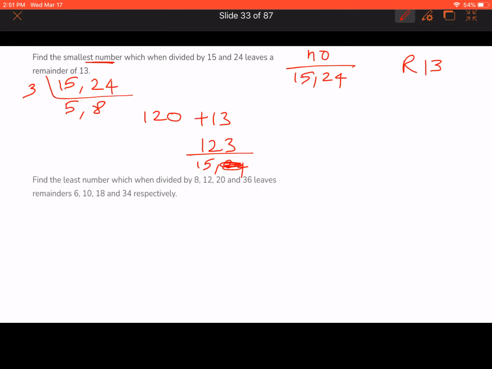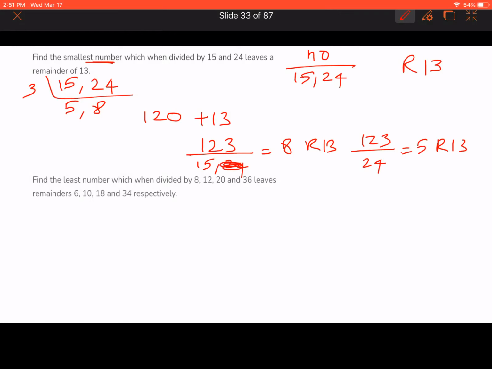Okay, let's check 123 by 15. This is going to be 8 times 15 and remainder 13 will be there. If we divide 123 by 24, it will go 5 times with remainder 3. Okay, it's proved. So the simplest way is we have to take the LCM and then add the remainder, because when we find the LCM the number is going to be completely divisible, right? So when we add the 13, then the number will have a remainder when it's divided.